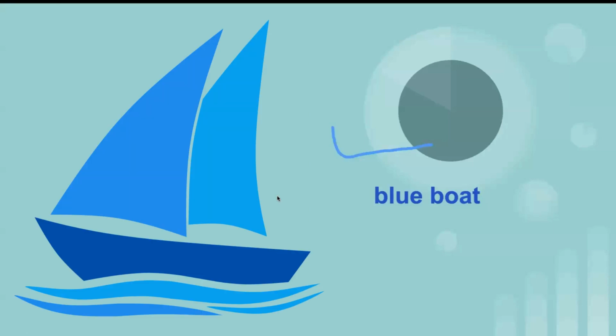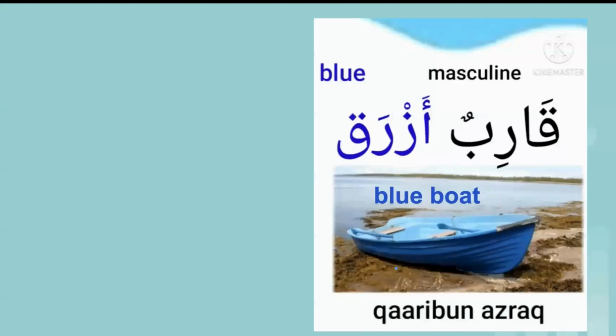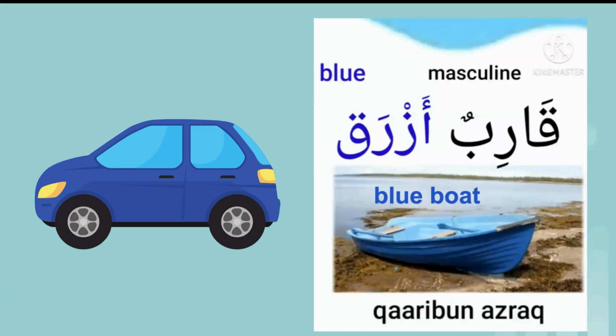Do you know how to translate blue boat in Arabic? How to say boat in Arabic? Shall I help you? Qaribun. Right? Qaribun azraq. Good job. That is called blue boat in Arabic. Now I'll tell you how to say car in Arabic. Car in Arabic is called sayyara. Is it a feminine word or a masculine word? Feminine. Yeah, it's feminine. Why is it feminine? Because it's ending with?